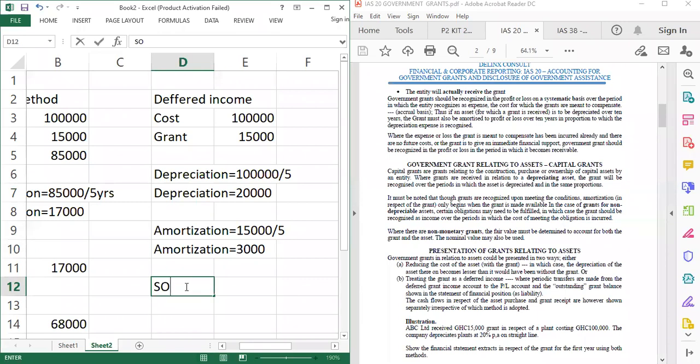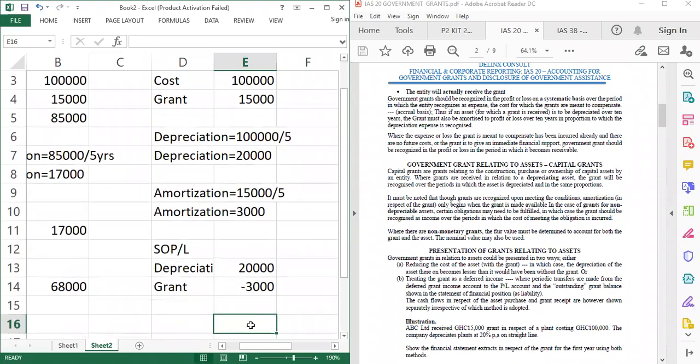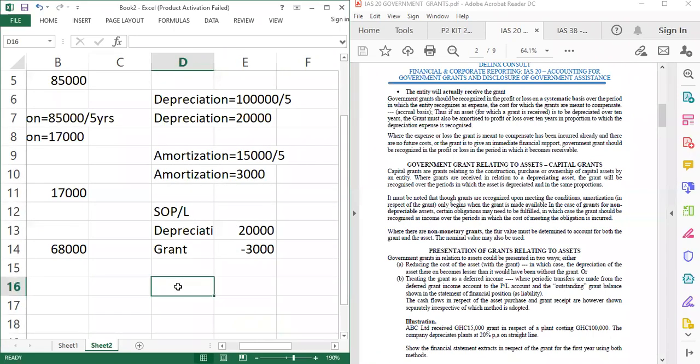17,000. Which is the same as the figure that we sent to the net method. It's the same thing that you are going to get, but just that we are showing them separately. So we are going to have depreciation of 20,000. Then we also have the grant as an income, which will be 3,000. Okay. So if you subtract the two, you see that you have a net expense of 17,000, which will always be the same as if you are using the netting method.